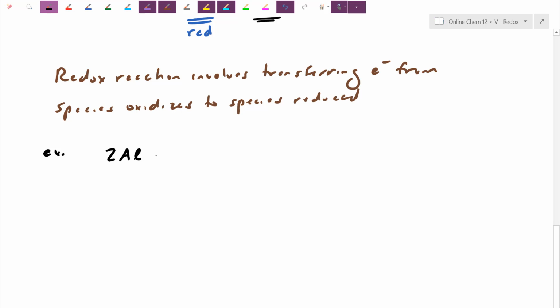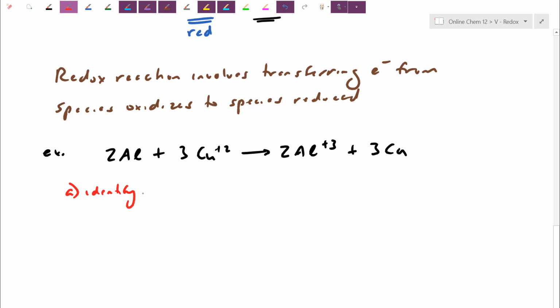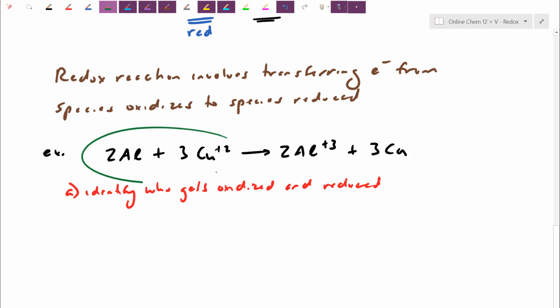It's already balanced for you. 2 aluminum, 3 copper +2. This one-way arrow becomes 2 aluminum +3, and then 3 Cu. Whenever they're asking you to identify, so let's do this as part A. Part A, I just want you to identify who gets oxidized and who gets reduced. We are always talking about identifying the reactants. After the electrons have been transferred, we just happen to create these 2 other species. Some of these reactions are reversible, so you could also say, who then gains and loses to go back the other way? But based on the way it's written, it's a one-way arrow.